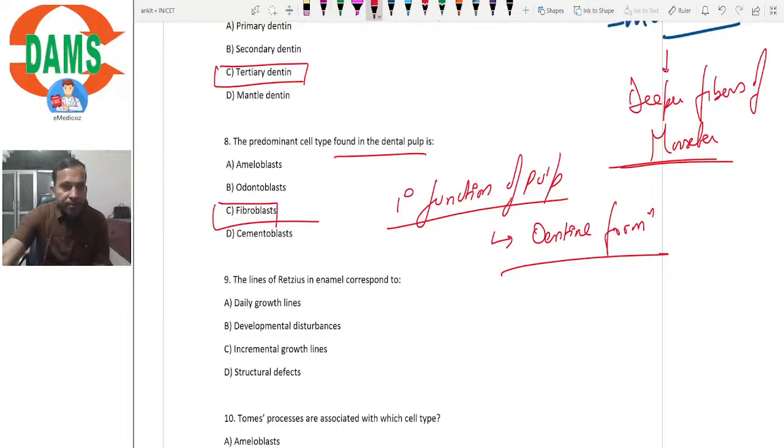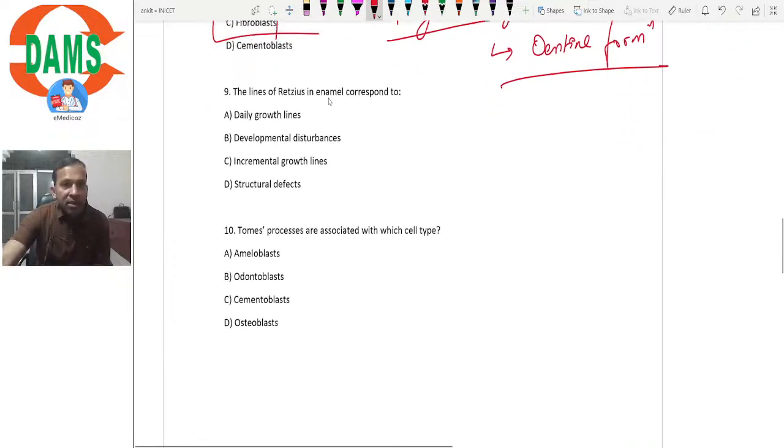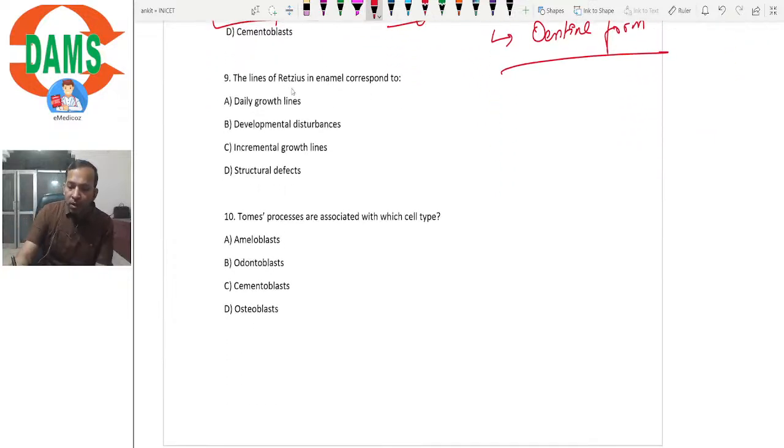The line of ridges in enamel corresponds to, so incremental lines of ridges, the name itself is sufficient to get the correct answer, isn't it? Daily growth lines, developmental. Daily growth lines are cross striations. These are weekly lines, isn't it? So these are the incremental growth lines, right?